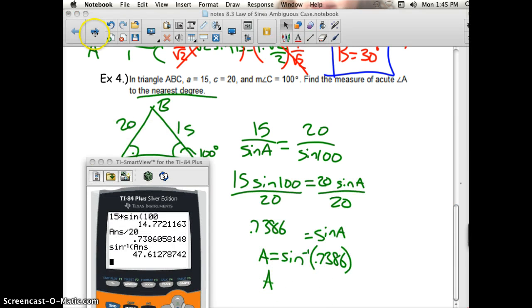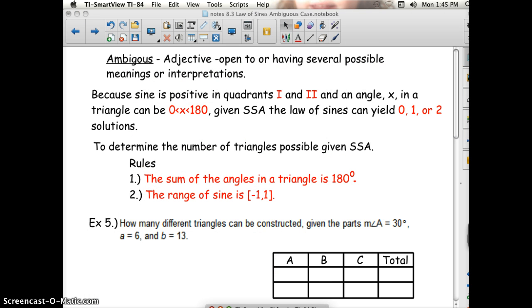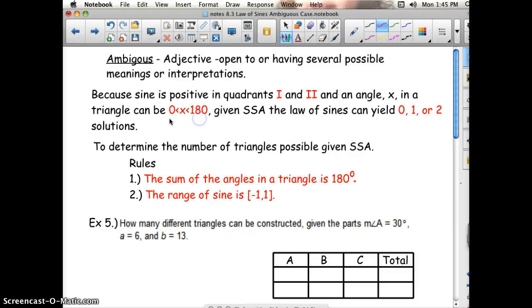Okay, moving on. Now we're going to talk about what ambiguous means. Nothing about this has seemed too ambiguous yet. Well, ambiguous as an adjective means open to or having several possible meanings or interpretations. That means there's possibly more than one answer, because sine is positive in quadrants 1 and 2, and an angle x in a triangle can be from 0 to 180. It's got to be less than 180. If it's 180 degrees, it's not going to be a triangle. But it can be right up close to it, certainly.